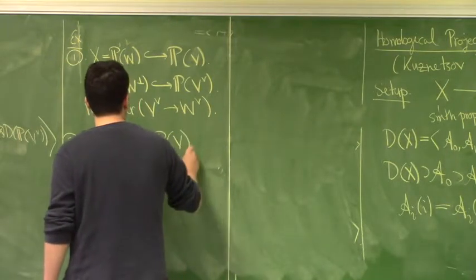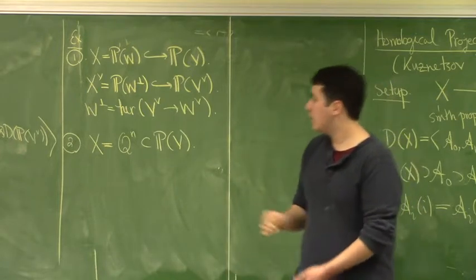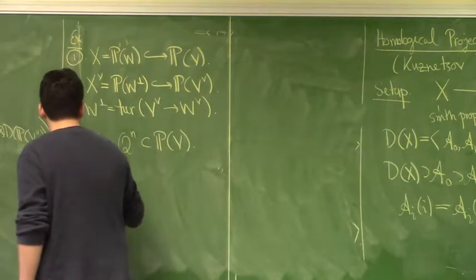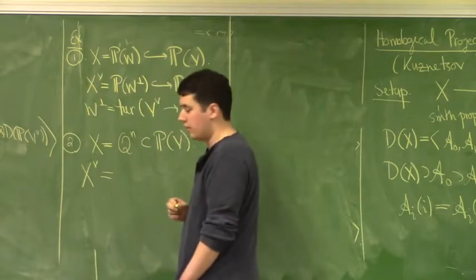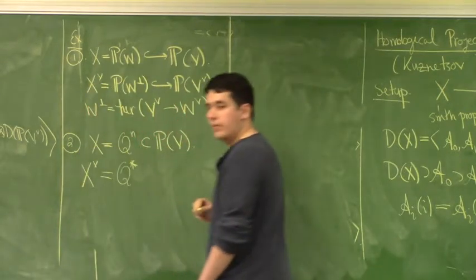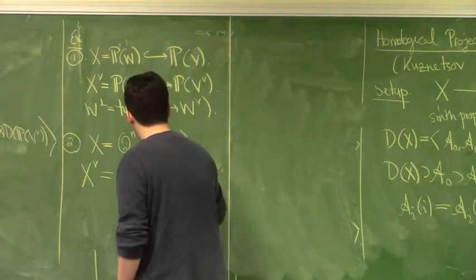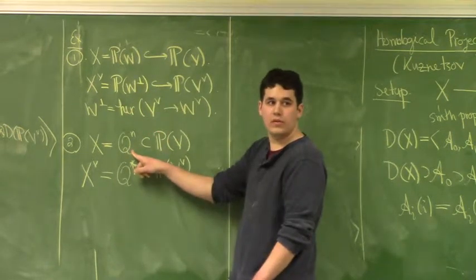Another example, let's say X was this n-dimensional quadric inside of P V. And again, let me assume that n is even, so we're in the setup that I told you before. Then this category is actually equivalent, again, to the derived category of a variety, and it's equivalent to what I'll call Q star, and this is just the classical projective dual of this variety Q.